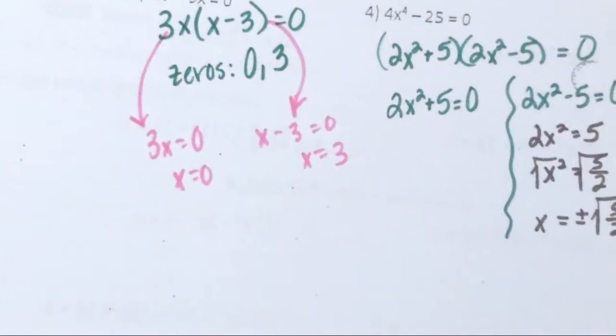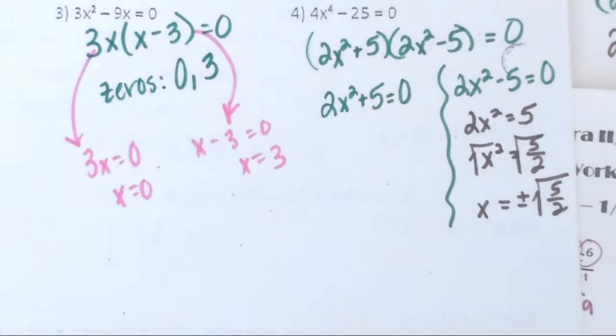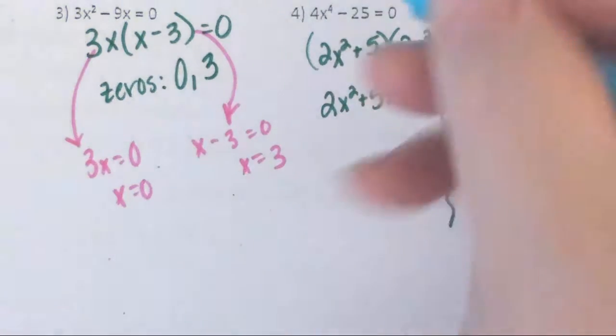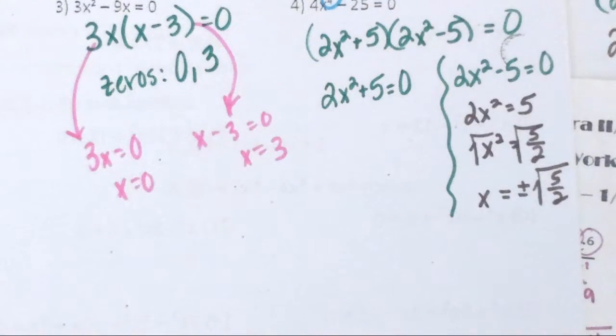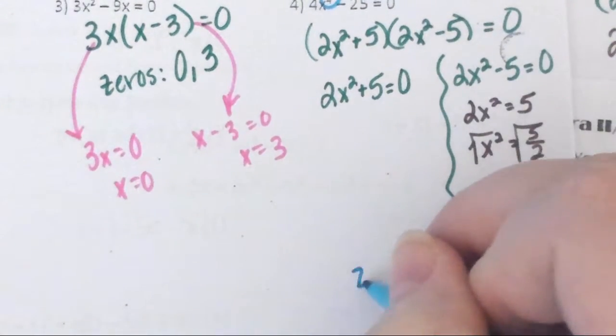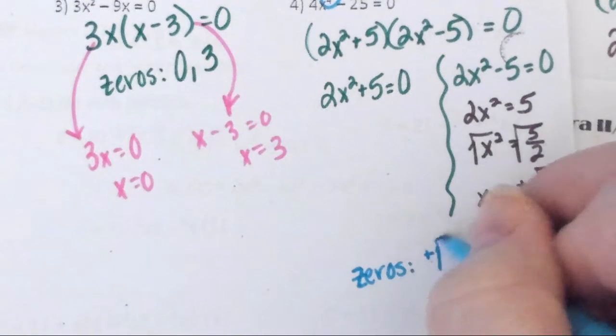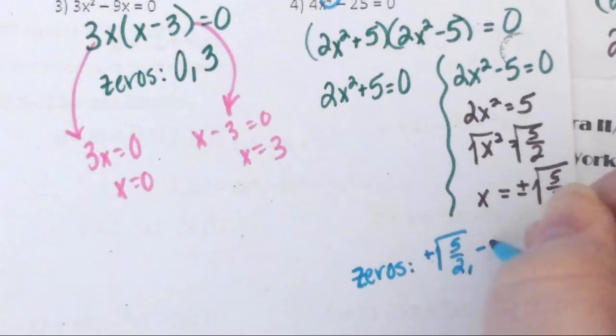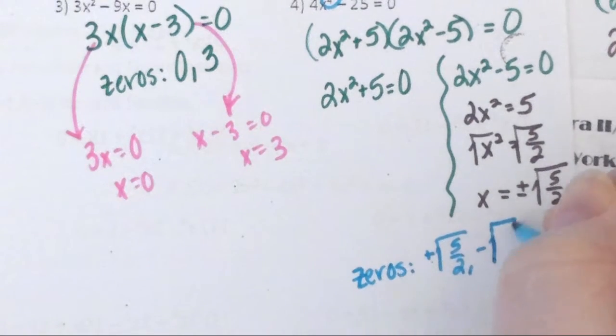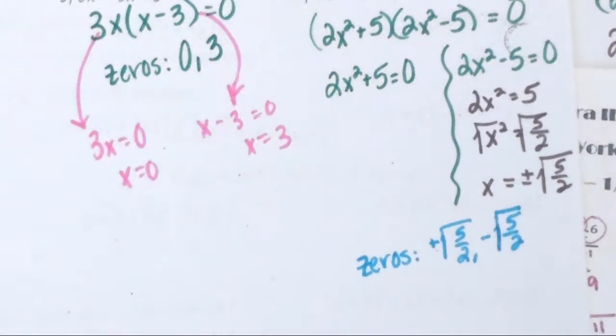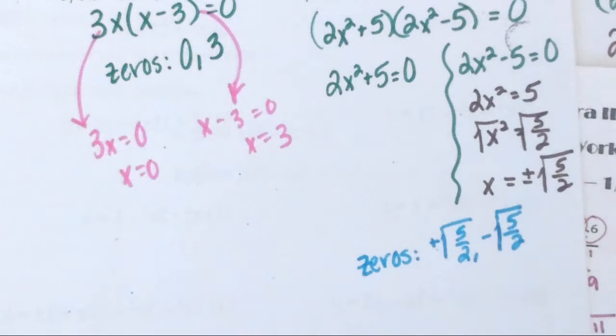So we had something to the 4th power, which meant we were going to have up to 4 zeros. So if we were making a list of our zeros, we've already got 2 of them, positive square root of 5 over 2, and negative square root of 5 over 2. We just need to figure out the other 2 zeros.